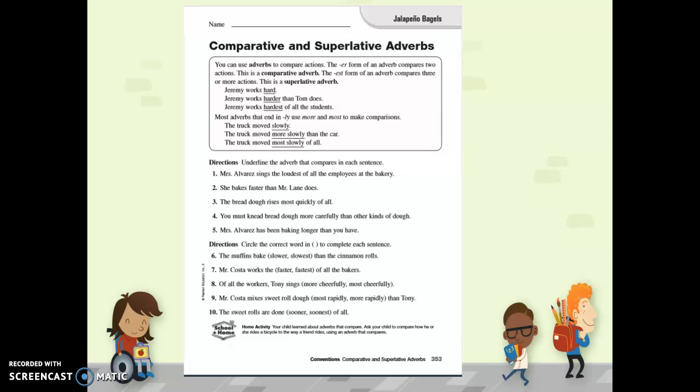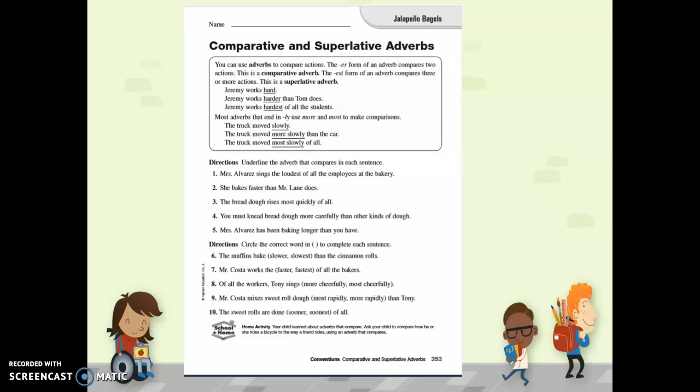So, the truck is the slower vehicle. That means that the truck moved most slowly, okay? We are comparing three actions there. The action of other vehicles and the action of the truck.